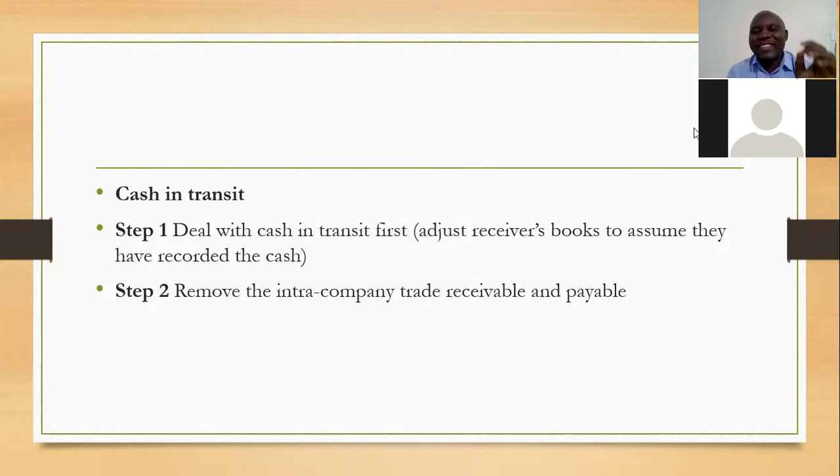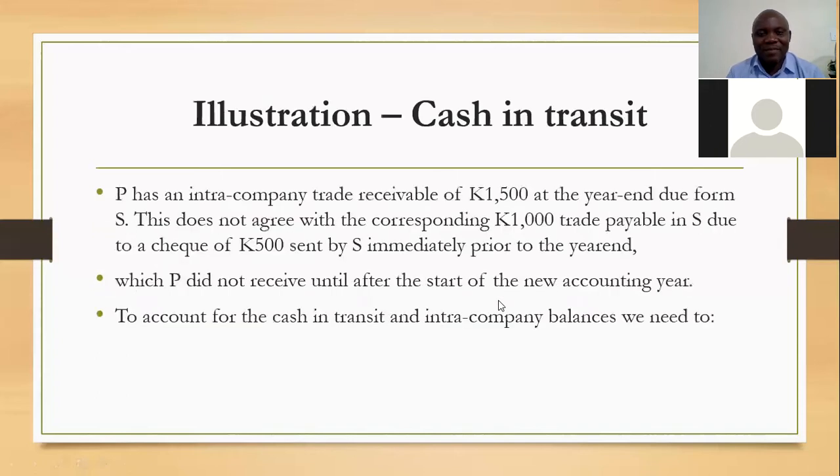So I'm saying step one, deal with the cash in transit first. Adjust the receiver's books to assume they have recorded the cash. So you have to assume that that cash has been received because the other party sent that money. It's just that it hasn't cleared. Then after you've done that, remove the intra-company trade receivables and payables. That's it.